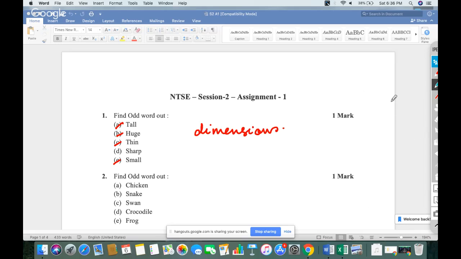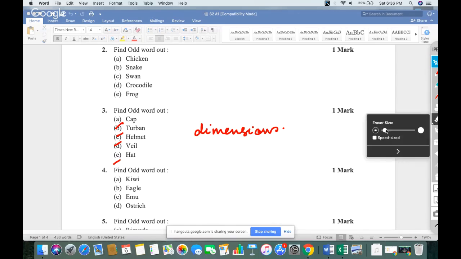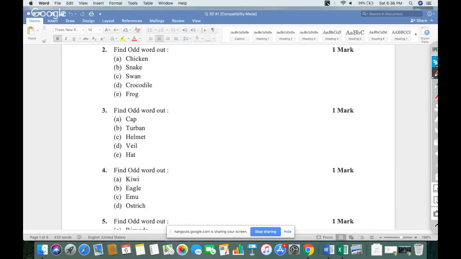What is the answer for the second question? The second question is chicken, snake, swan, crocodile, frog. The answer over here is chicken because all others can stay in water. So all others are aquatic animals. This is not an aquatic animal. So hence the answer is chicken. The third question, can you just find it out?